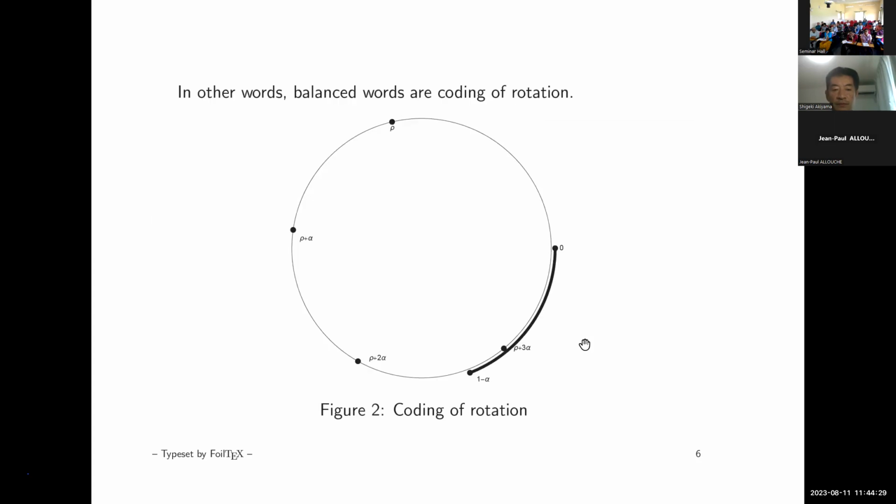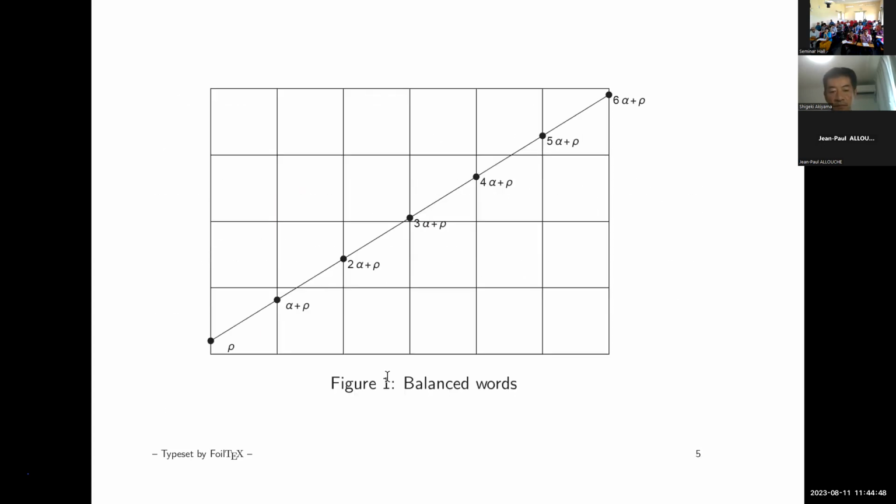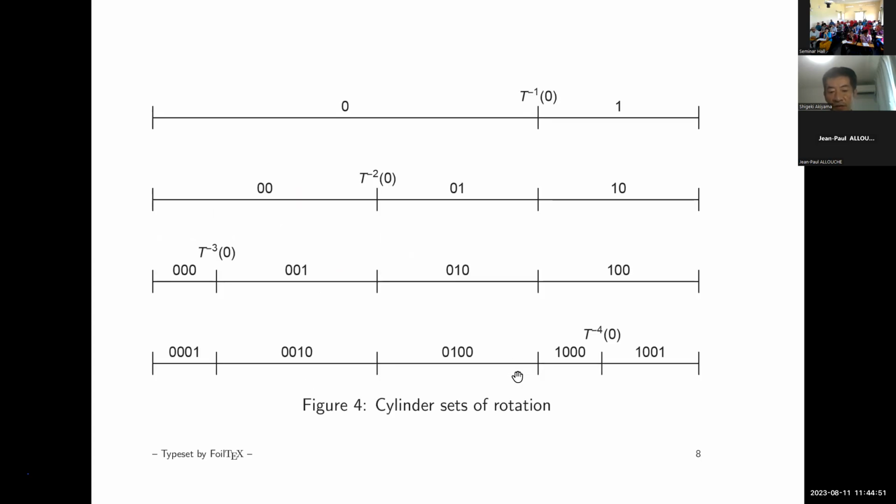Just remember what I said yesterday about Sturmian words: the cardinality of the words of length n is equal to n plus 1, and this is the definition of Sturmian words. Now you understand. By looking at this picture, whenever you start in this interval, from here, you get 0, 1, 0, 0. If you start from here, you get 1, 0, 0, 0. And if you start from here, then 1, 0, 0, 1.